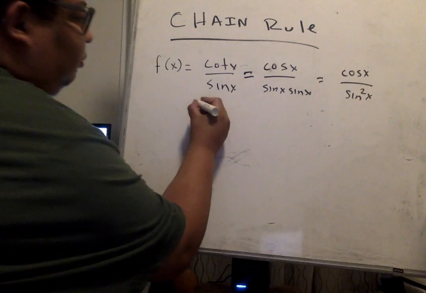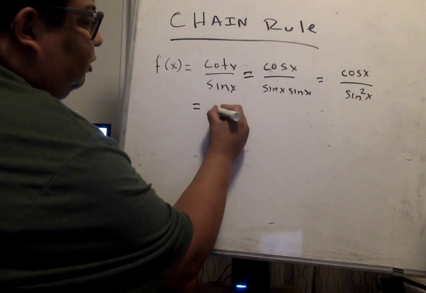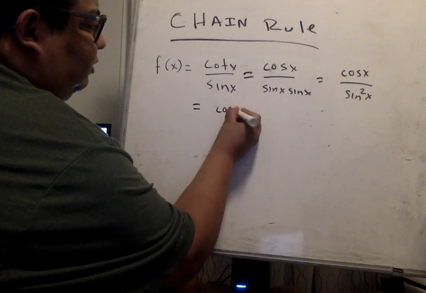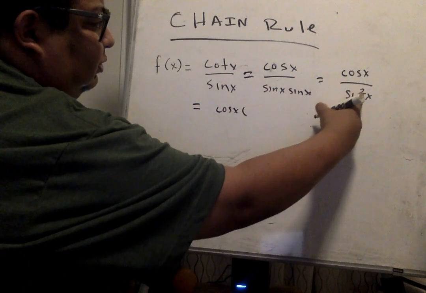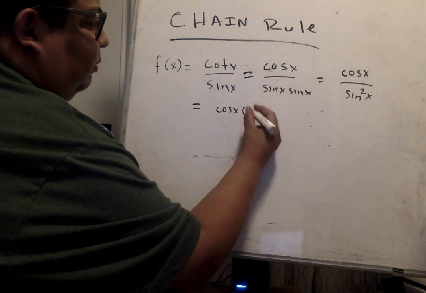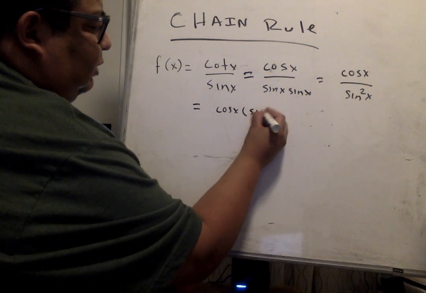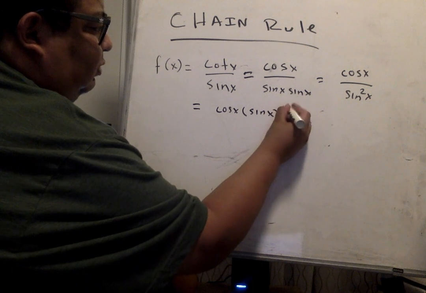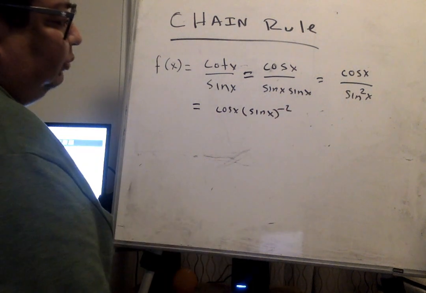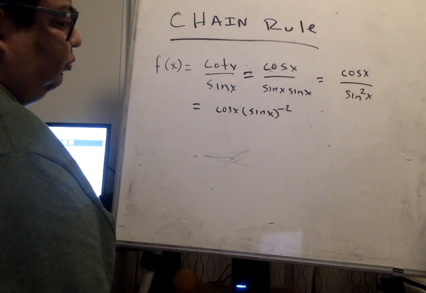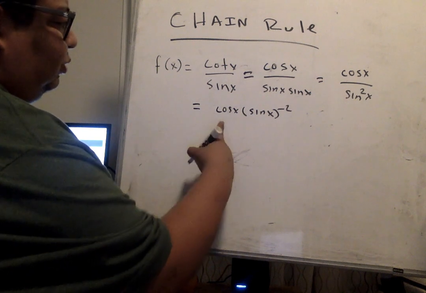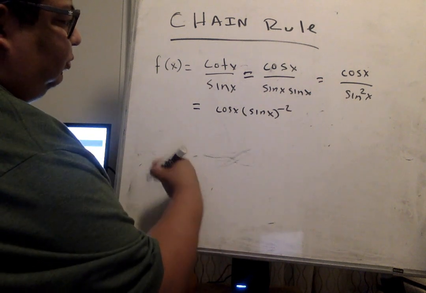We're going to do one more manipulation, which is going to be cosine x. We're going to bring down the sine square x to the top. The way we do it is by doing this: sine x to the power of minus 2, like that. Now we can take the derivative using the product rule and the chain rule.